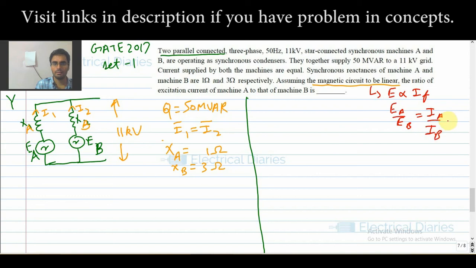And in this question I have to find out this ratio IA by IB. This I have to find out. Okay, so this is the question. Now let us get back to the question. How can we solve it? Somehow I have to find out EA and EB. So one thing I got, that I have to find out EA and EB. Now how can I find out EA and EB?